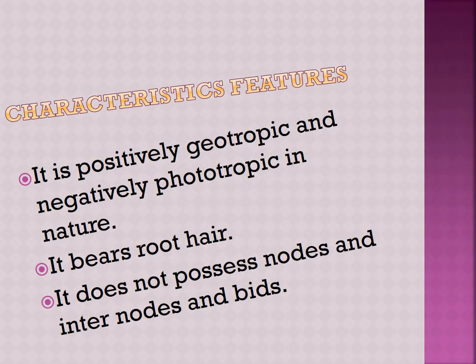Characteristic features: root is positively geotropic and negatively phototropic in nature. It means the root always grows in the soil, so it is positive to the ground and negative to sunlight. Then it bears root hairs. Root has a lot of hair-like structures. It does not possess nodes and internodes and buds.